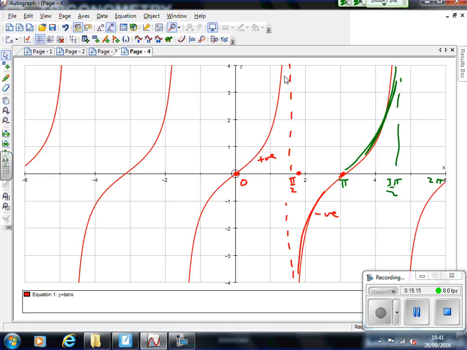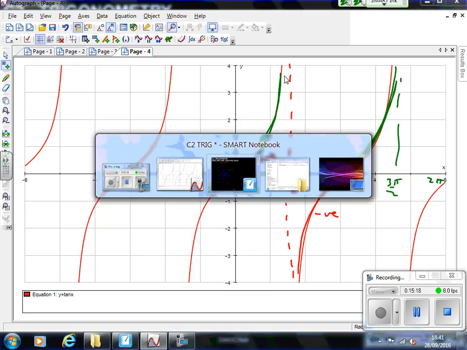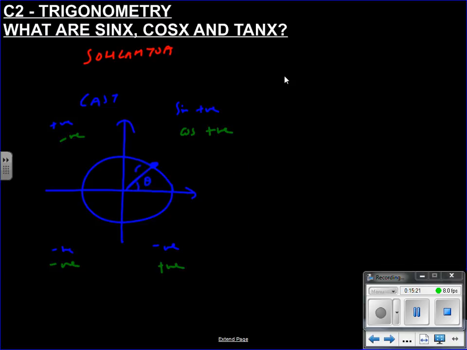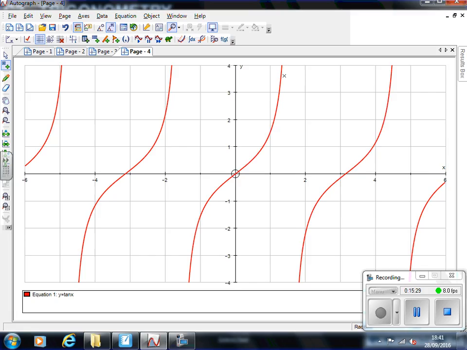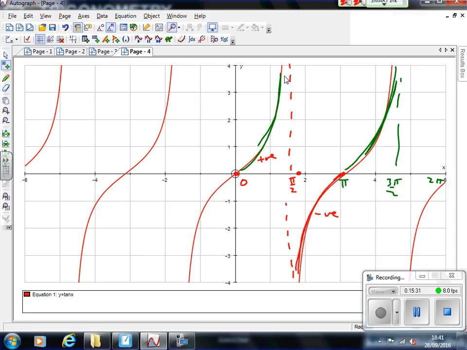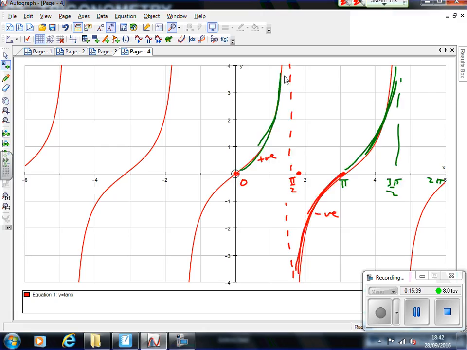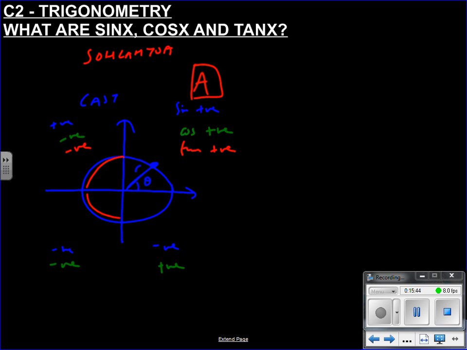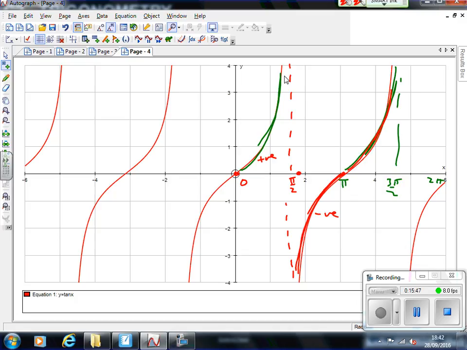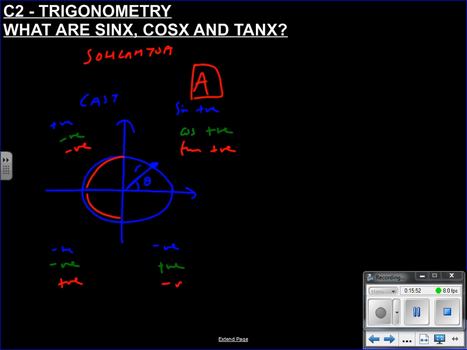So let's do that again. Between 0 and pi by 2, tan is positive. Let me do it in a different color, red. So tan, positive. So they are all positive in this quadrant between 0 and 90. Tan between pi by 2 and pi is negative. So pi by 2 and pi is here. So tan is negative. Between pi and 3 pi by 2, tan gives a positive y value. So positive. And for the last one, between 3 pi by 2 and 2 pi, tan is negative.